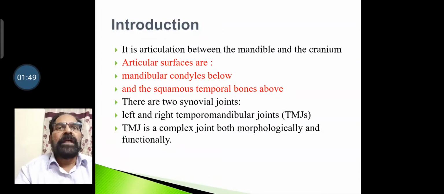Then coming to articulation, it is the articulation between the mandible and the cranium. The articulating surfaces are the mandibular condyles below, because it is a joint of two condyles, and the squamous temporal bones above. So there are two synovial joints, the left and right temporomandibular joints. The temporomandibular joint is a complex joint both morphologically and functionally.